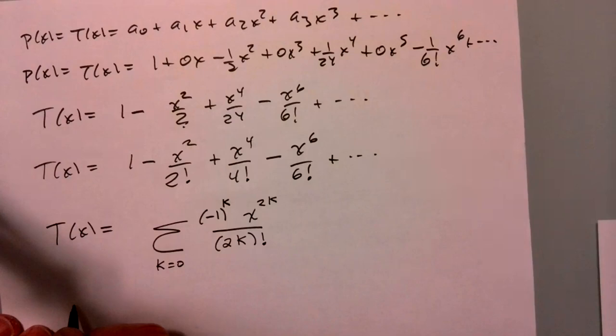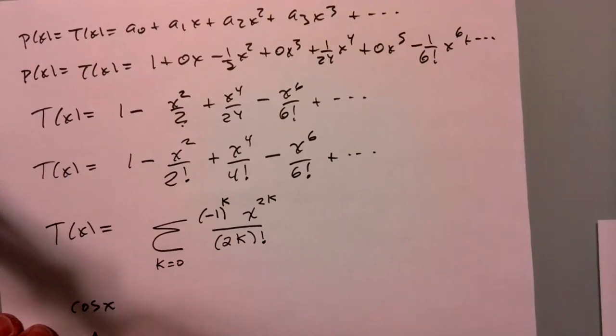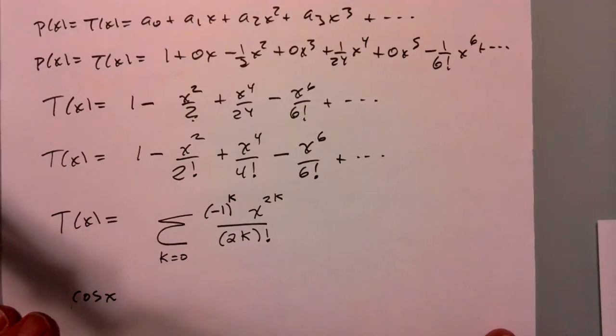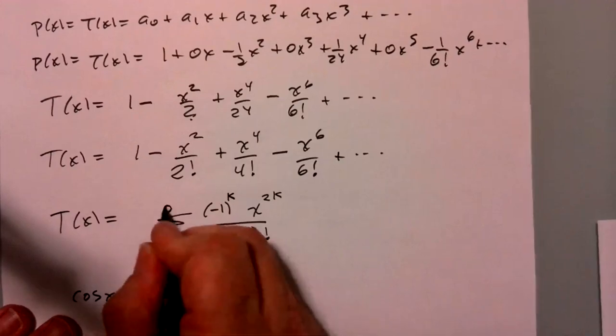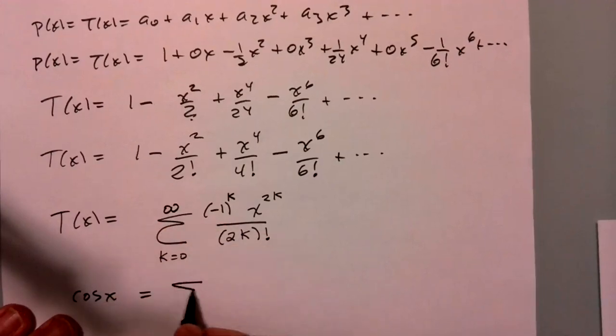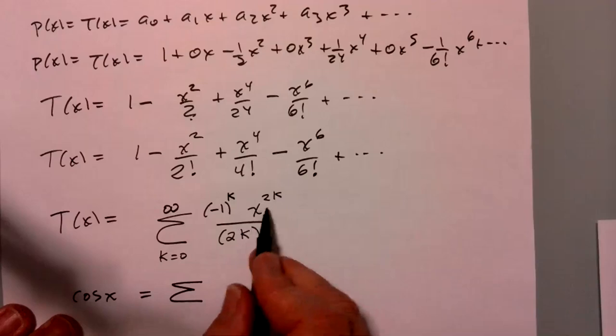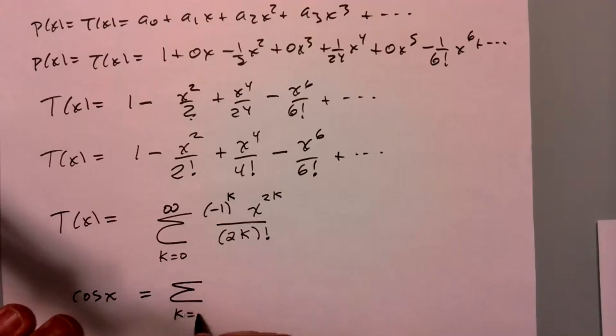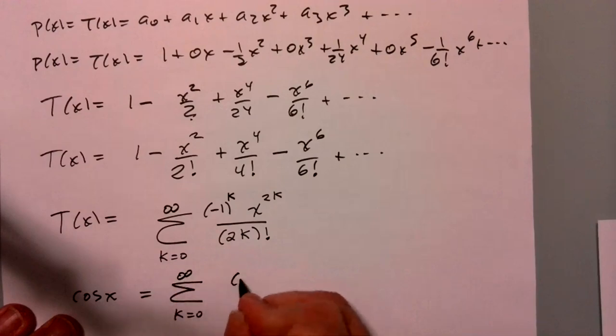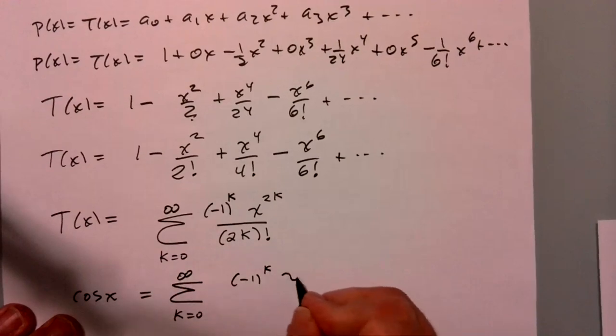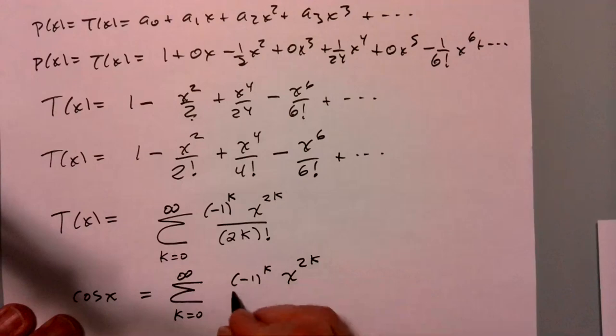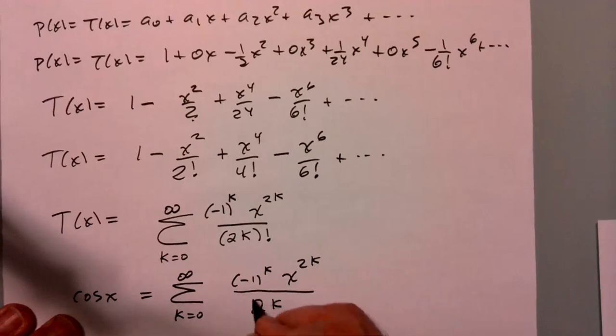So what we're saying then is cosine x can be expressed as an infinite sum, i.e. a series, i.e. a Taylor series, centered where? Centered at 0, because that's x minus 0. So cosine x is the sum as k goes from 0 to infinity of negative 1 to the k, x to the 2k over 2k factorial.